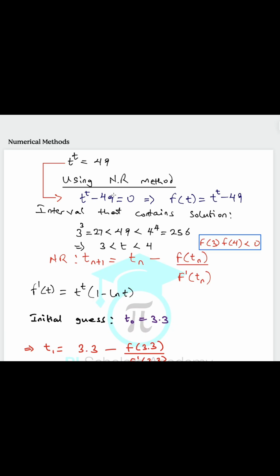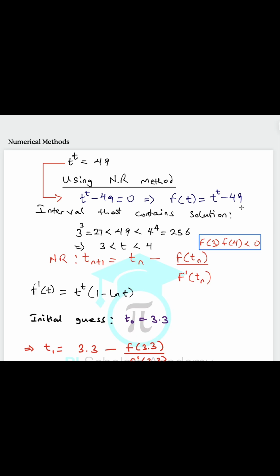So here, I've taken 49 to the left hand side, which is negative 49 now, and then t raised to power t minus 49 equals 0. So we have f of t equals t to the t minus 49. Now the next thing we need to do is find an interval that contains the solution.